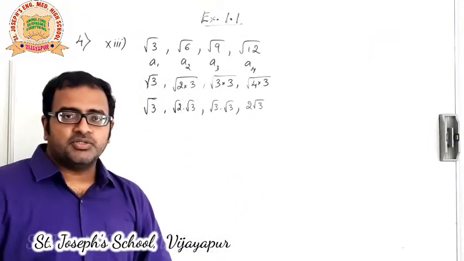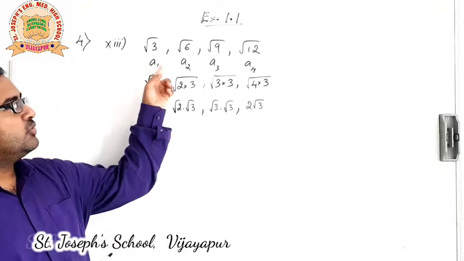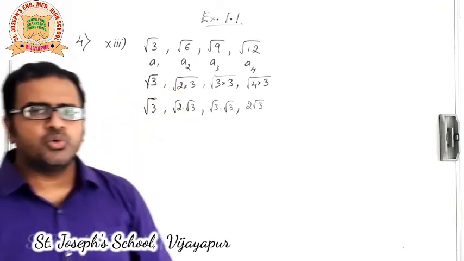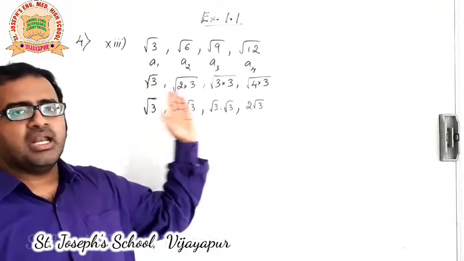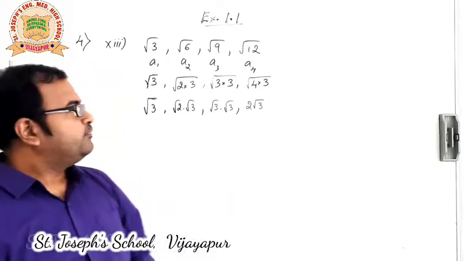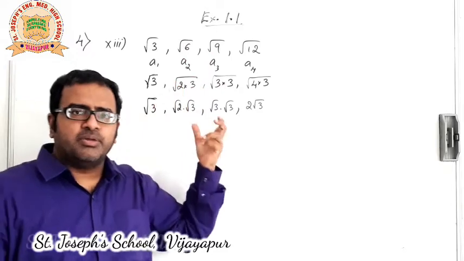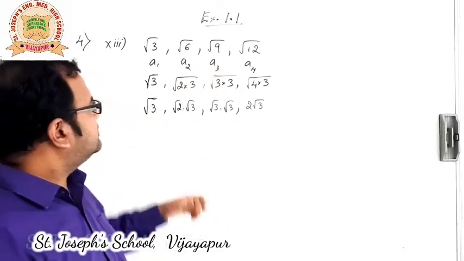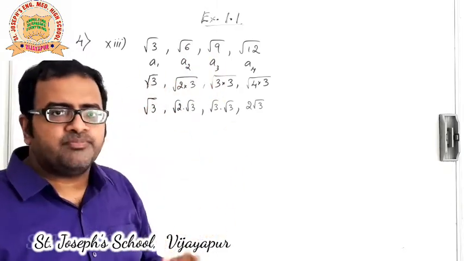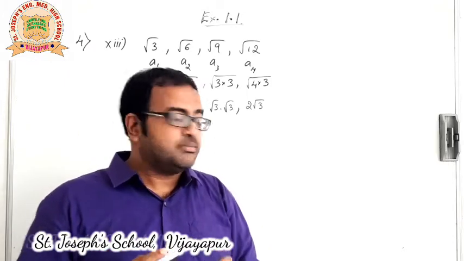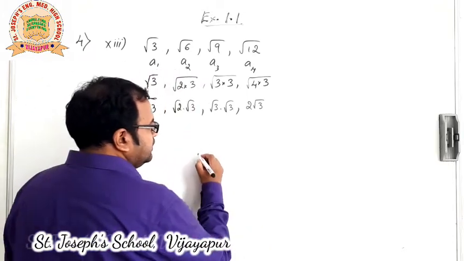Let us have a look at the solution. Here we have root 3, root 6, root 9 and root 12. Let us call them A1, A2, A3 and A4. I am trying to convert them into simpler forms. I have simplified them. Root 3 cannot be simplified further. Root 6, however, can be simplified. See, I have applied this law here.